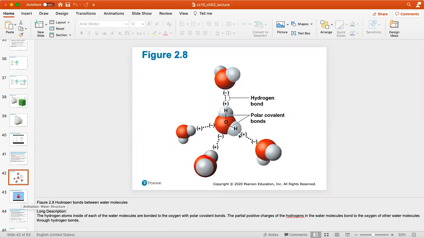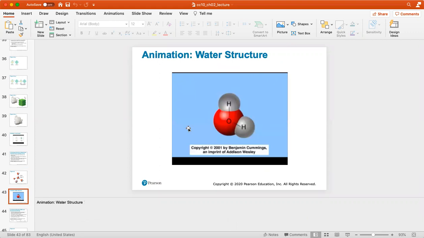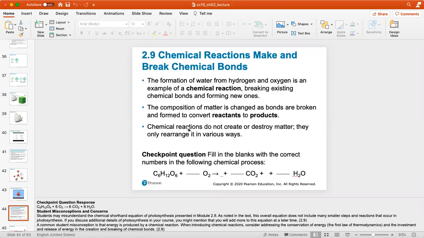They're very weak, but hydrogen bonds are really important in your DNA, for example. They keep your DNA held together, but because they're weak, they also allow your DNA to be replicated easily and transcribed, which is important for making more proteins. So here's another great animation of the water structure.